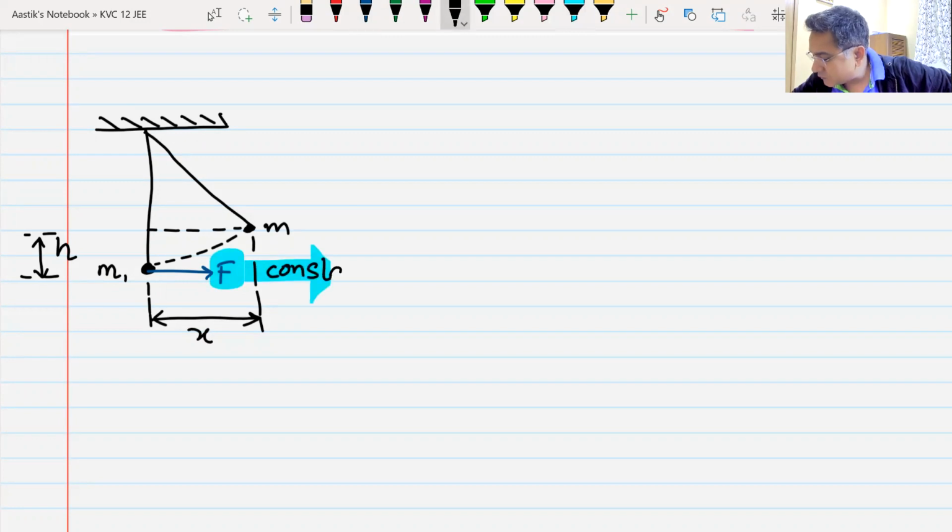This question has come in a JEE. Apply this constant force on this block, and I move it from initial position, the bottom position, to that position. I have moved it horizontally, X, and I have moved it perpendicularly, height wise, H. There are three forces acting on this bob. What are the three forces? Constant force, tension, and gravitational force. Find the work done by all the three forces.